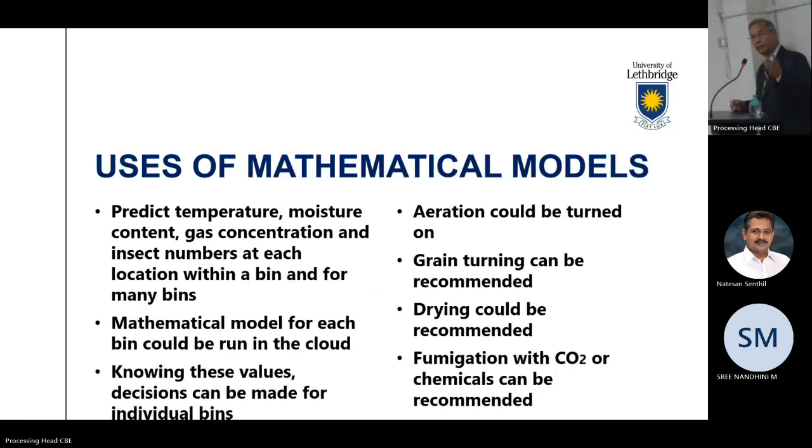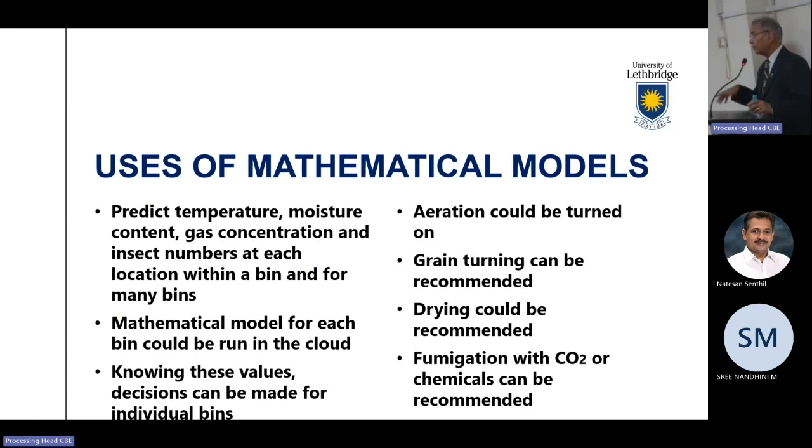Next. So what the mathematical models can then be used for is to predict the temperature, moisture, gas concentration, and insect number at each location within a bin and for many bins. Using that information, I will then come to the other side where you can make the decision. The mathematical model for each bin can be run in the cloud, so every farmer or storage manager does not have to have a high speed computer or supercomputer. You only need one supercomputer, for example, so that you can run the model very quickly and get the result back.